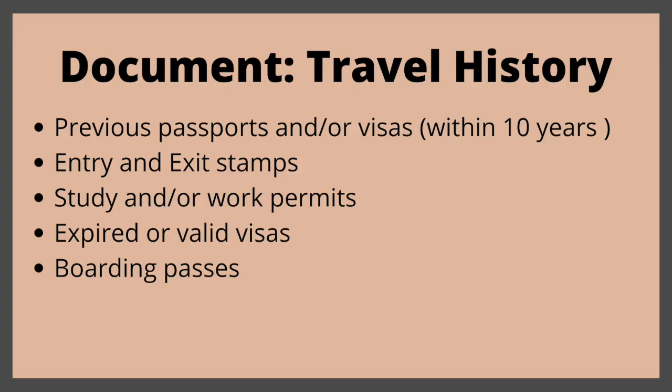So number one is the travel history. You must provide information on your valid visa from the United States as well as previous travel history. This can include a copy of your previous passports and or visas within 10 years, your entry and exit stamps, study and work permits that indicate your duration outside your country, expired or valid visas, and boarding passes. So if you hold a valid visa from the United States, provide a clear scanned copy of your visa.